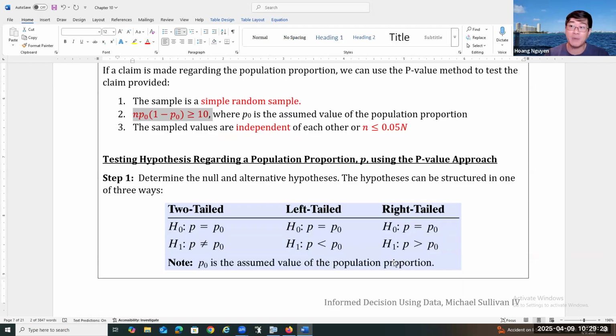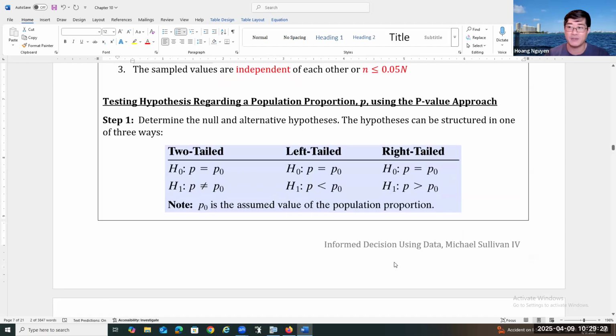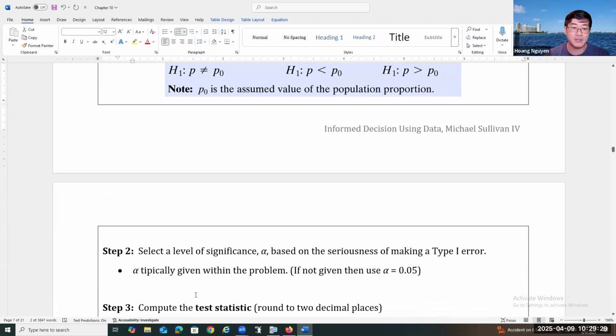Now, after we got step number 1, let's move on to step number 2 then. So what's the second step for your hypothesis test? Step number 2, we select the level of significance alpha, based on the seriousness of making a type 1 error. Okay, so alpha typically should be given within the problem. If it's not given, then you might use alpha equal to 5%.